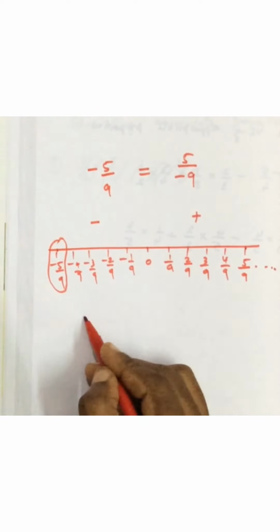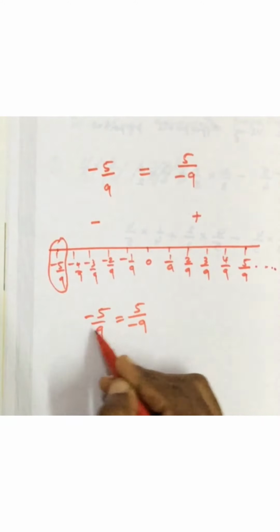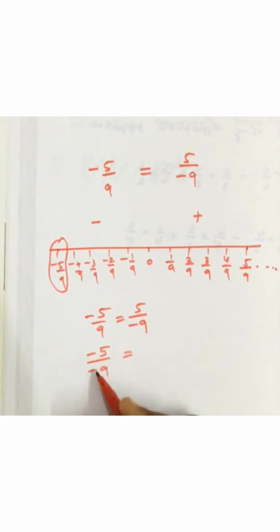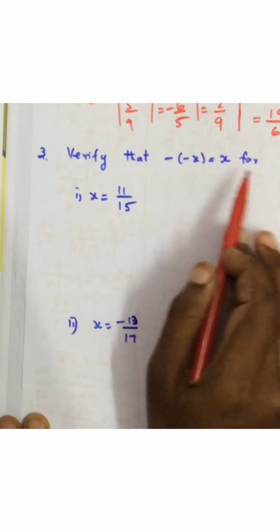Okay, similarly minus 5 by 9 equals 5 by minus 9. Both mean the same. And also minus 5 by minus 9: this minus and this minus get cancelled, that is equal to 5 by 9. So the next, third problem is: verify that minus of minus x equals x.